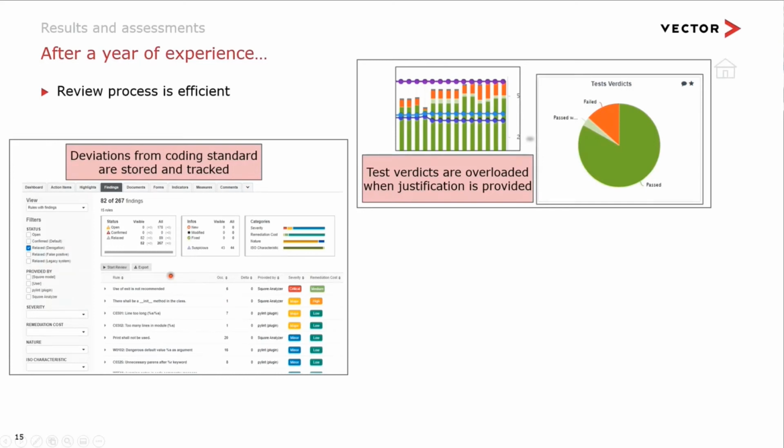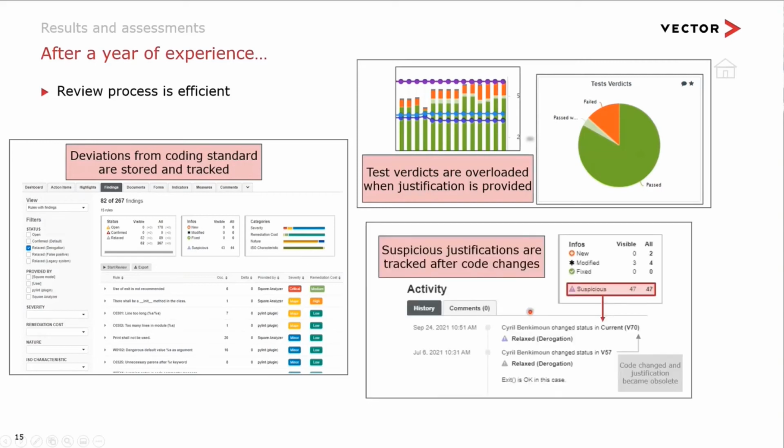And of course, we did that for the findings. This is a more classical approach, but it's still very efficient. So Squore stores and tracks all the justifications from version to version. And we also used the suspicion detection from the product. So here is a sample of what it means.